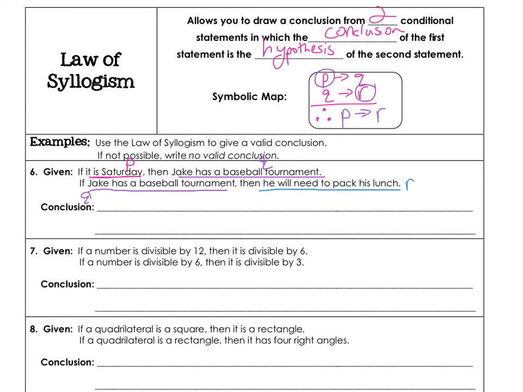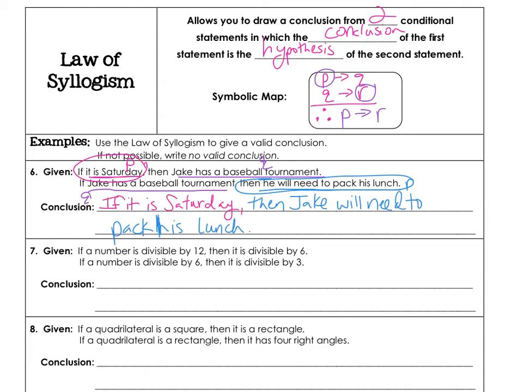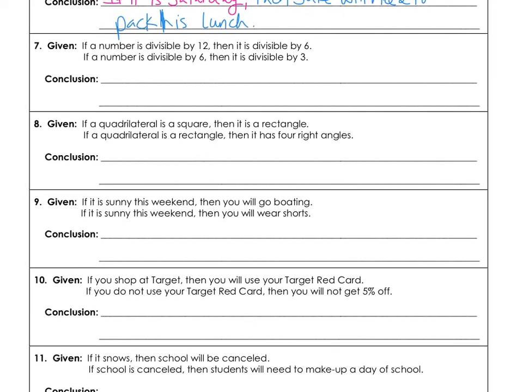And if you notice, the end of the first and the beginning of the second do pair up. So that means that we can make a valid conclusion, and we're going to pair up the very beginning and the very end and make an if-then statement. So we're going to say, if it is Saturday, then he will need to pack his lunch. And we didn't really have a subject in there, so instead of writing he will need to pack his lunch, you can write Jake will need to pack his lunch. So on number 9, we're going to move on down to, here we go.